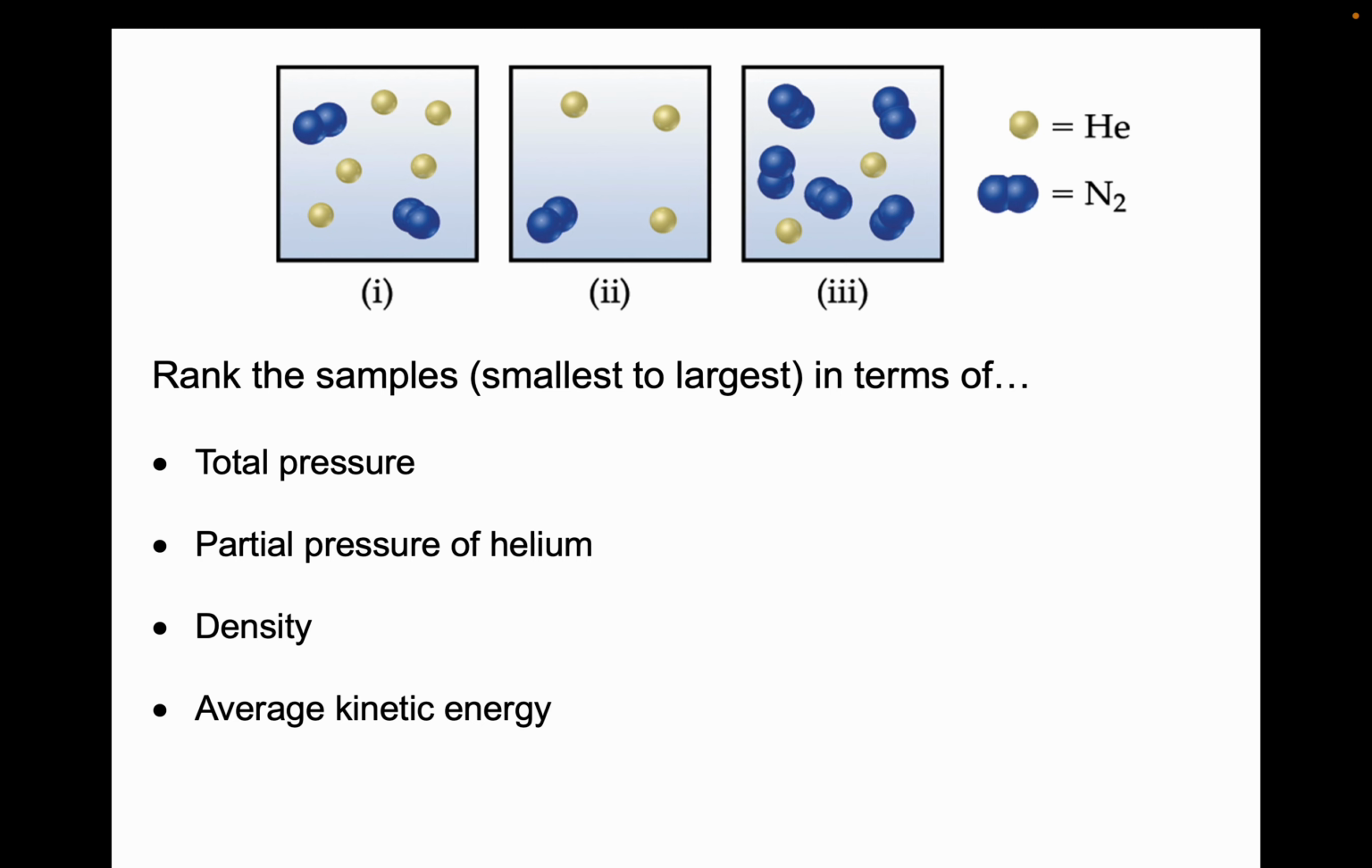To finish up, this is a way that this particular topic and the topics that we've looked at in today's class session can appear on a test. This one shows 3 different particle representations. Same size volume container, but different amounts of helium and nitrogen gas. And you're asked to rank these samples from smallest to largest in terms of the total pressure, the partial pressure of helium, the density, and the average kinetic energy. Within this, they have the same volume and they're at the same temperature.